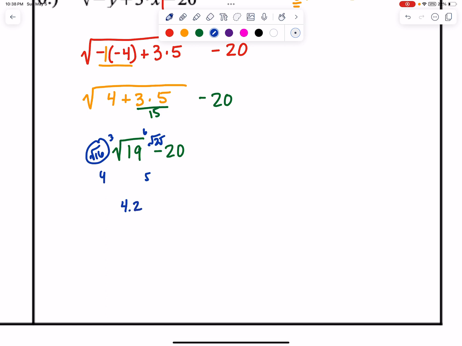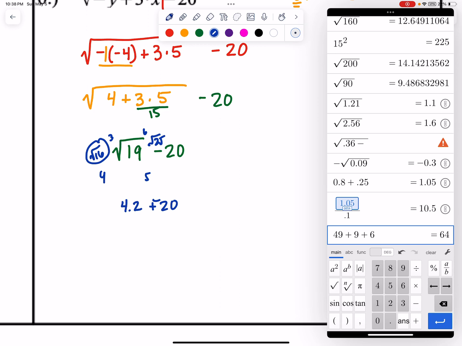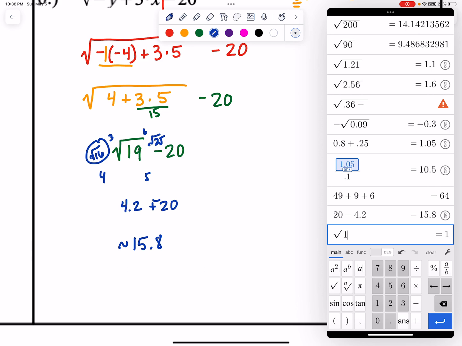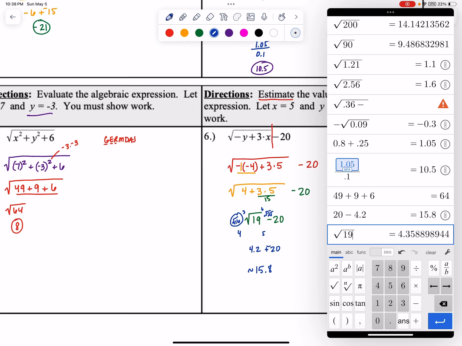4.2 is our estimate, minus 20. So if I flip that, we're talking about 20 minus 4.2, and my estimate, I'm going to put an approximate symbol, is 15.8. Now let's see what the square root of 19 actually is. 4.35, so not bad.